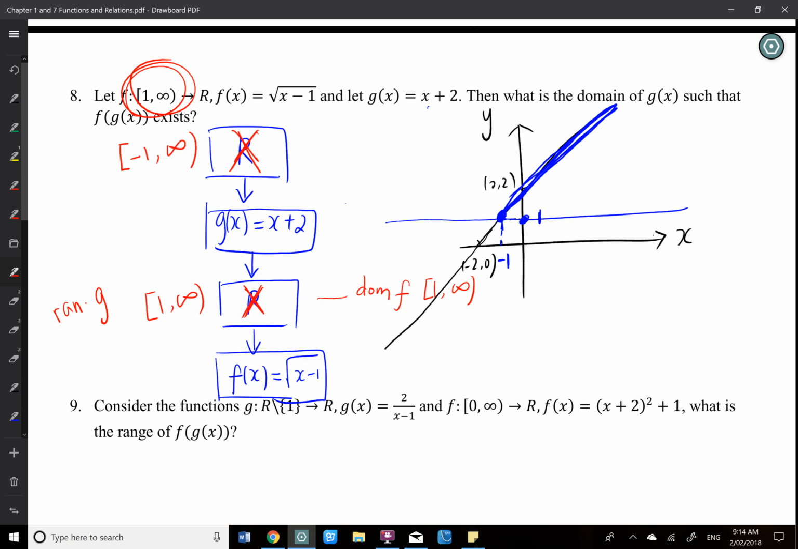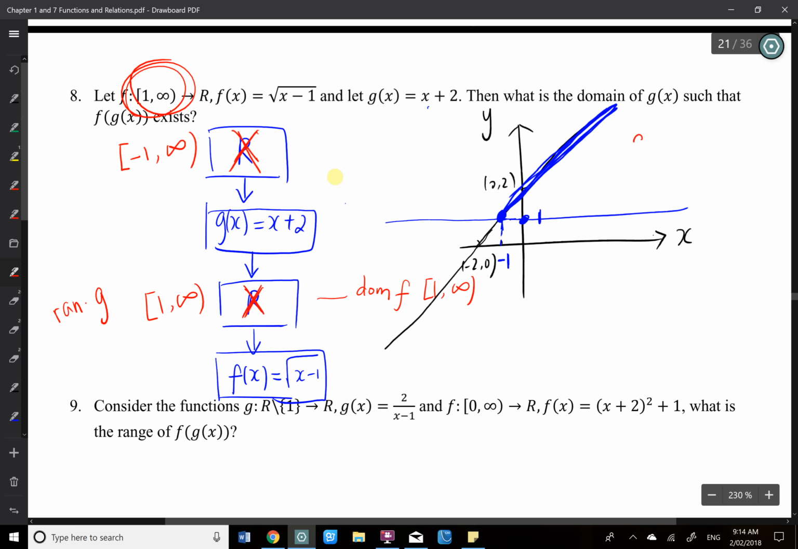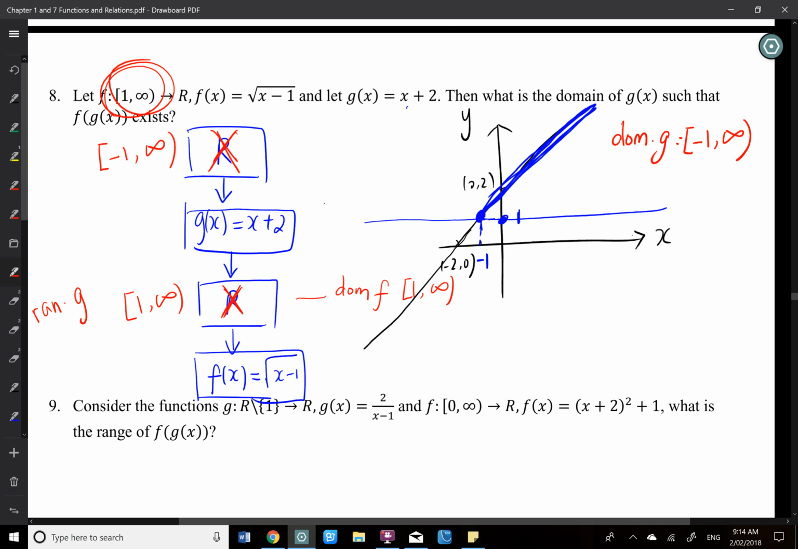Therefore, it asks what is the domain of g such that this function will exist. If it doesn't say anything, we assume the implied domain, which is R. But because I want to make this function exist, you will answer the domain of g is -1 to infinity.